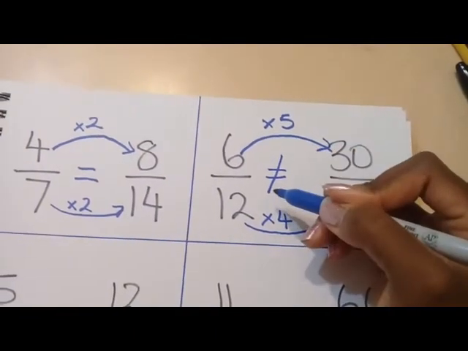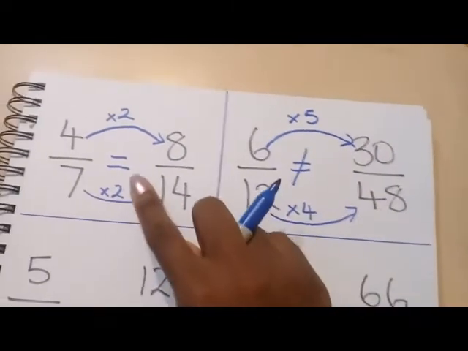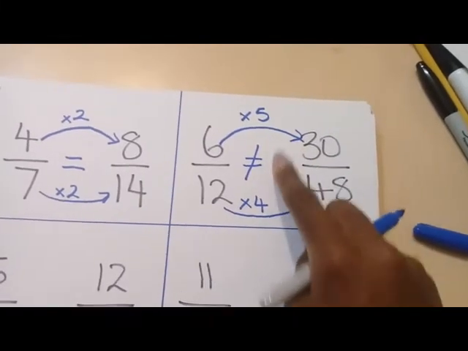When you put a slash through an equal sign, that means that they're not equal. They're not the same. So here I have equal, here I have not equal, because these numbers are not the same. Let's try another one.